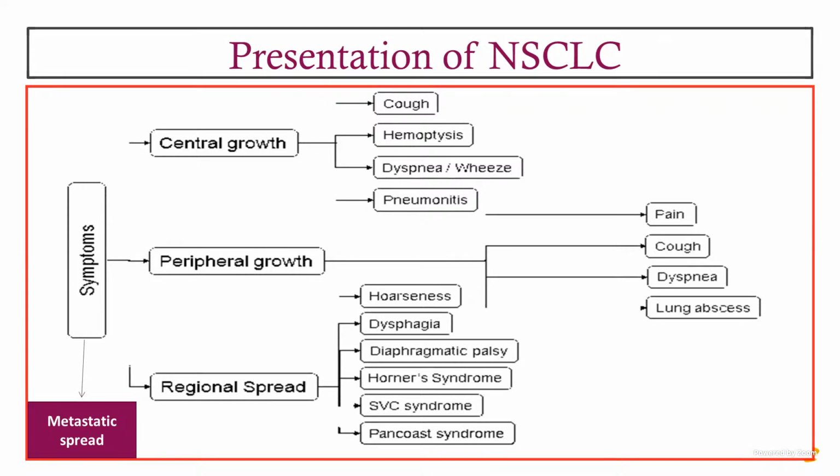It depends upon the growth and where it is located. If a patient has a central growth, the patient will present with cough, hemoptysis, dyspnea, wheeze, and pneumonitis in the form of pain. If the patient has a peripheral growth, he can have cough, dyspnea, or lung abscess. If the patient has a loco-regional spread, that means the surrounding structures, mediastinum or the chest wall, are involved, the patient can present with hoarseness of voice, dyspnea, diaphragmatic palsy, Horner syndrome, SVC syndrome, and Pancoast syndrome. And the unlucky person who has metastatic disease presents with the symptoms of the organ or the system which has been involved by the metastasis.